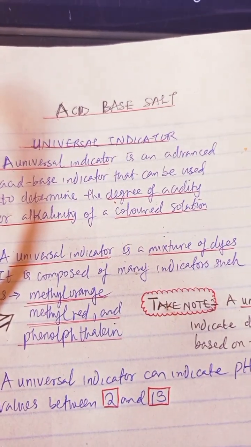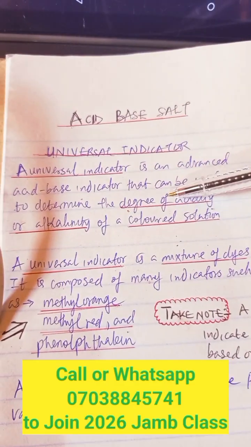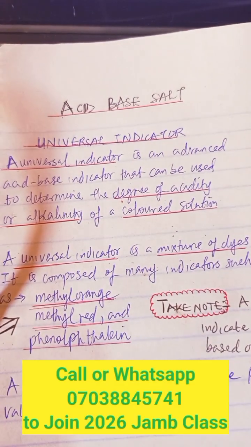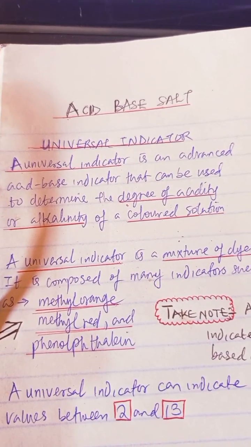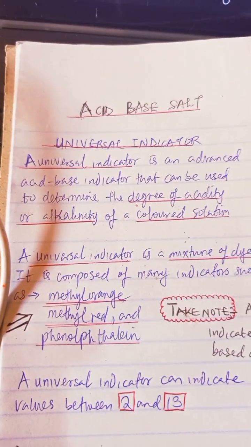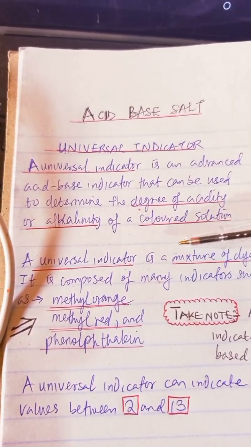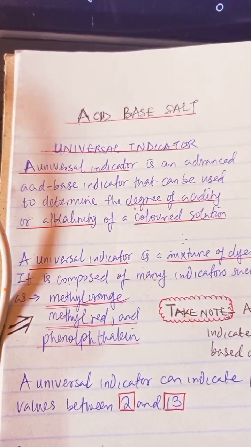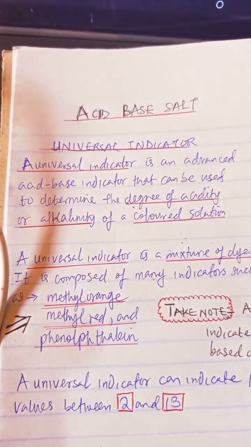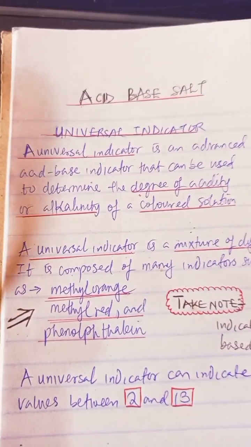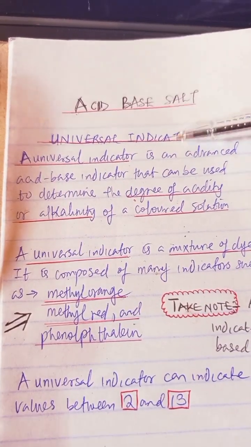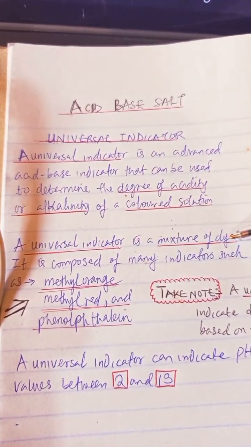Don't forget, methyl orange turns pink in acid solution. What if the solution was already pink? It will be very hard for you to measure the acidity of that solution, because it is already pink. You will not know when the color change occurs. That is why universal indicator is used, because it is a mixture of dyes.